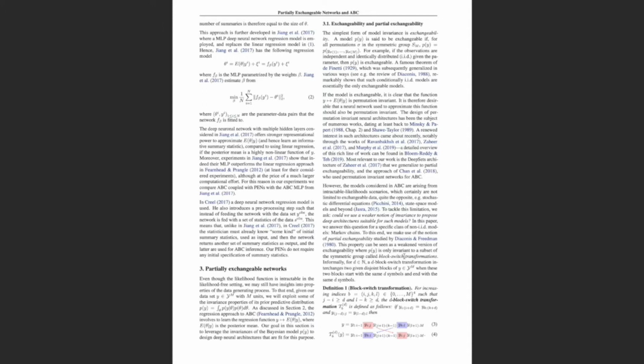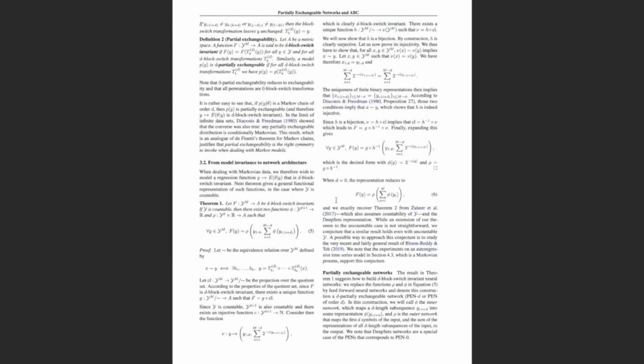Here, they introduce why. Exchangeable networks means that even if we change the order of the parameters here, the final results will not be affected. That's the exchangeability. There's also a mathematical proof by induction to prove that it will not be affected.